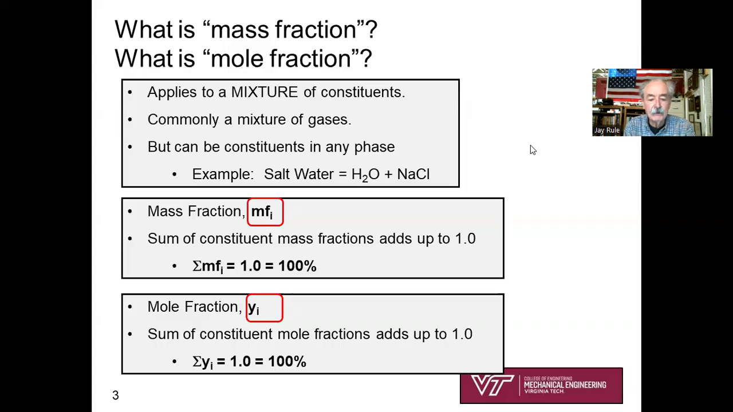So the first is, what's mass fraction? What's the variable? In my world, I call it MF sub i, mass fraction sub i. Each constituent i will have its own little mass fraction. And so recognize that in a mixture, the sum of all the mass fractions must add up to 1 or 100%. So you see here in the definition, the sum of all the mass fractions must equal 1 or 100%.